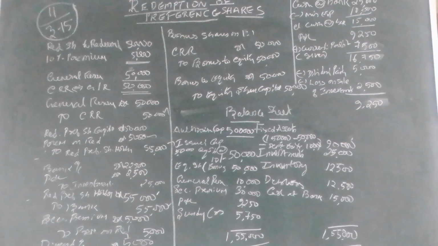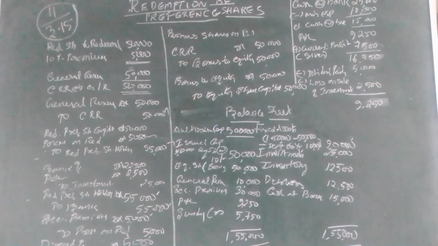Then minus dividend paid. You know very well, dividend is paid only out of profit. So the dividend of 5,000 is deducted from that P&L amount. Then the loss on sale of investments. We have passed the entry, right? The total investment of 25,000 is being sold for 22,500, so the loss on sale comes to 2,500. That is also adjusted with the P&L account. So the final P&L account balance comes to 9,250.